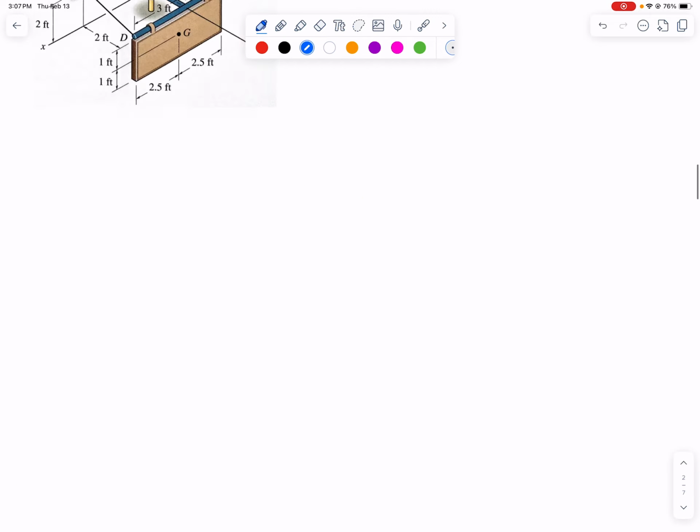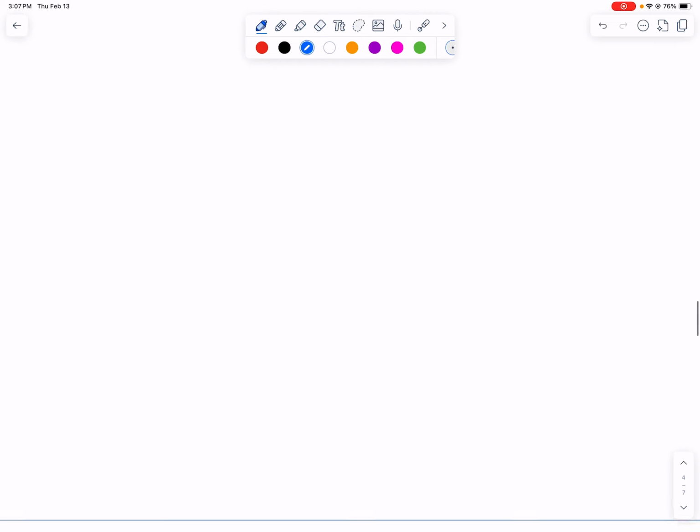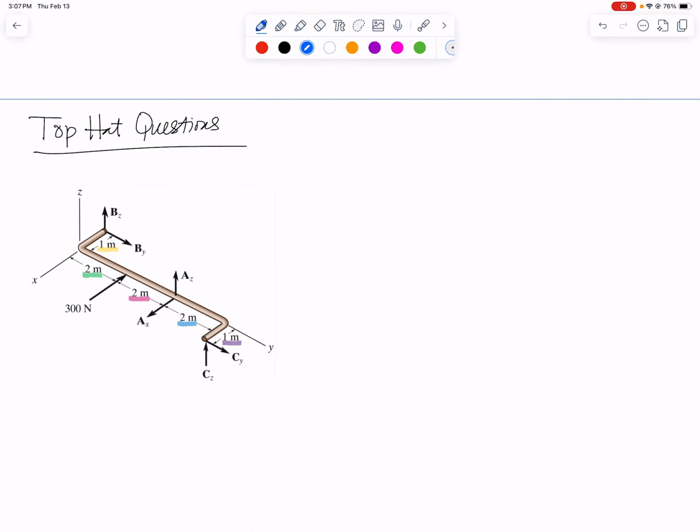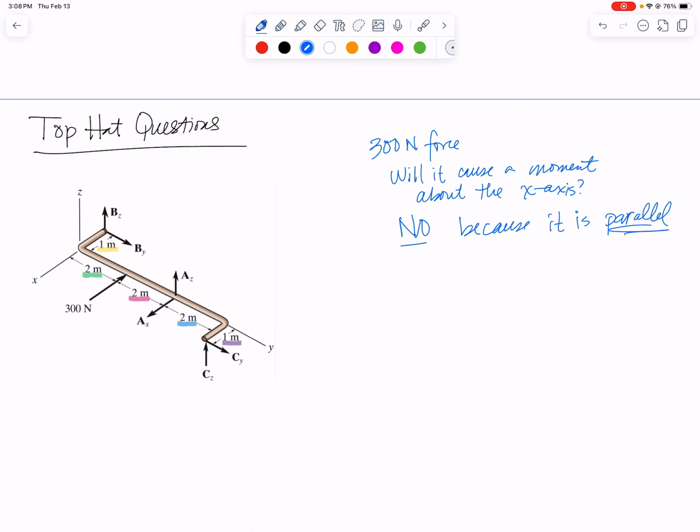Next thing we did in class was to do a couple of concept questions in Top Hat. So the main concept question here that I wanted to drill home was, again, that idea of, will a force cause a moment about an axis? So first question to ask is, will this 300 Newton force cause a moment about the x-axis? And the answer to that question is no, because it is parallel to the axis. So a force cannot cause a moment about an axis if it's parallel to the axis.